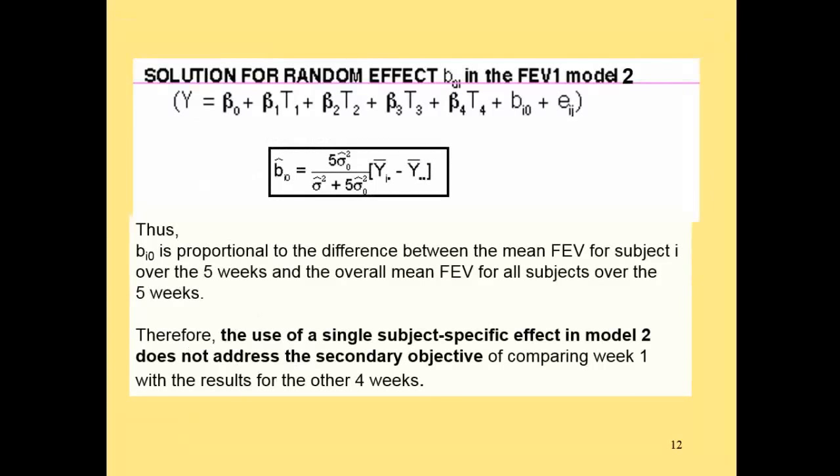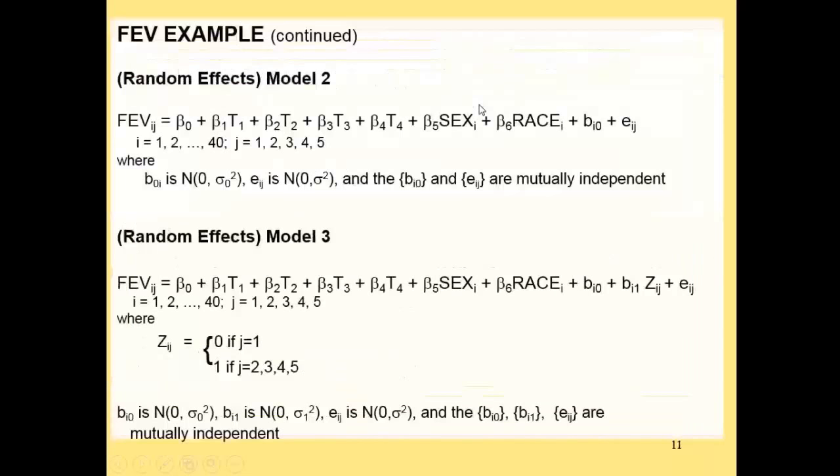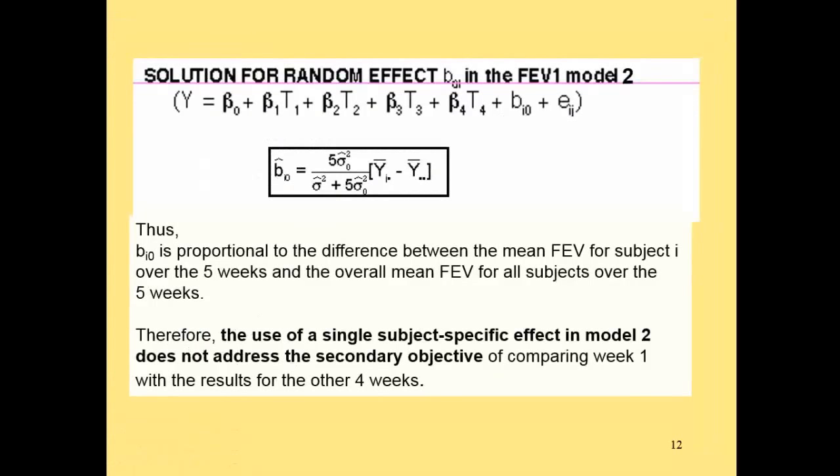All right, now we're going to talk a little bit more about these random effects and how exactly we got them and what they mean. So here's Model 2 from the previous slide, rewritten without sex and race. We just dropped beta 5 and beta 6, those terms, just for simplicity here. But we've got only a random intercept, so it's Model 2.